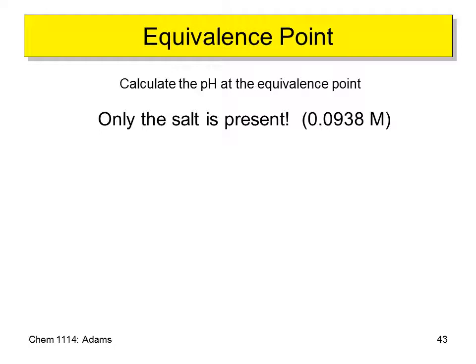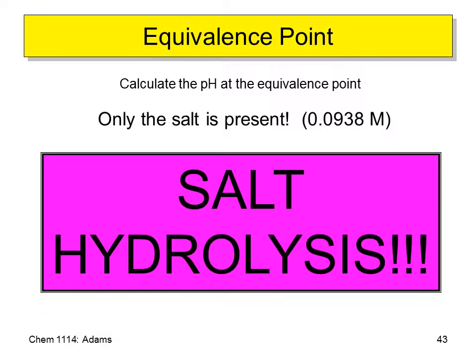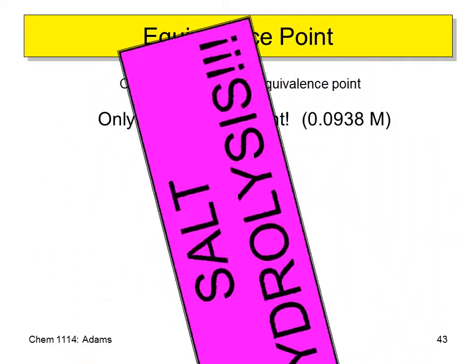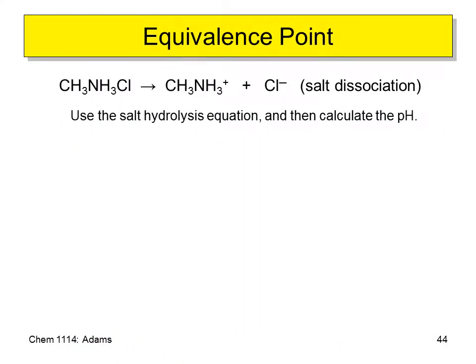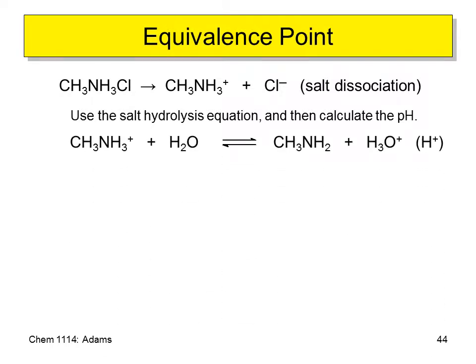Now only the salt is present. And we have salt hydrolysis, the wake me up slide. We're going to use the salt hydrolysis equation to get our new molar values, and we're going to calculate the pH. So salt hydrolysis is your active part, the cation of the base, reacting with water, and I get back the weak base and also the hydronium or H+ ion.